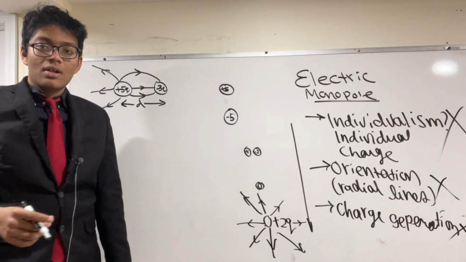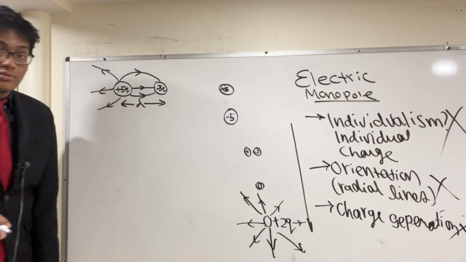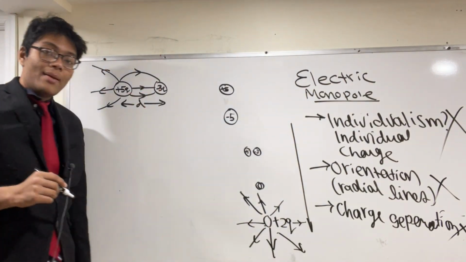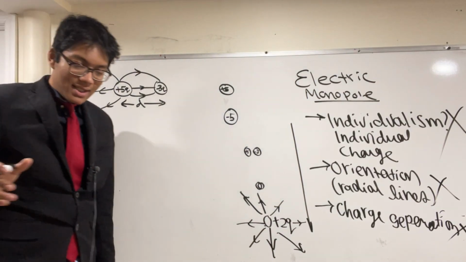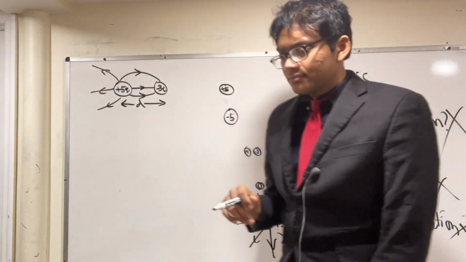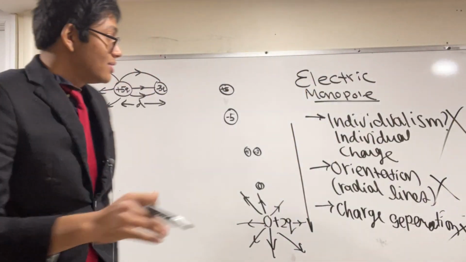Now, instead of a -3, let's make it a -5 charge. Okay? What do you think would happen? You wouldn't see anything. What do you mean? Because it would be a sum of zero charge. Okay, before we move on to the dipole.